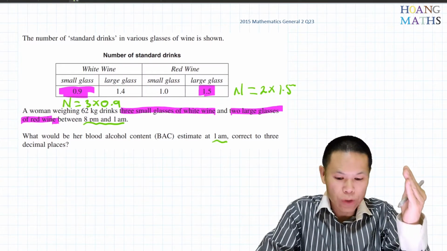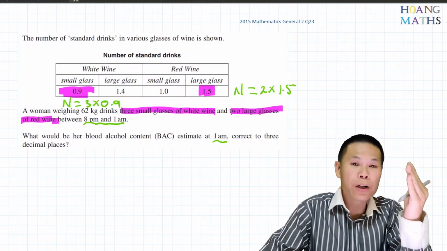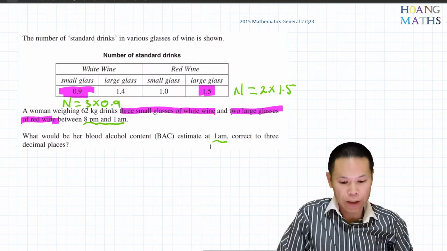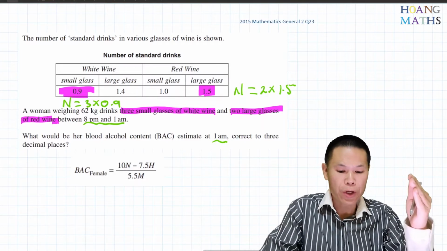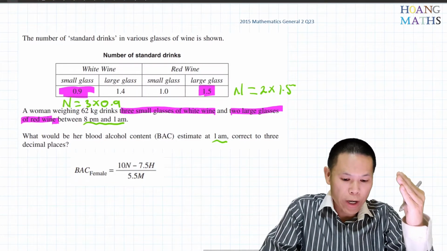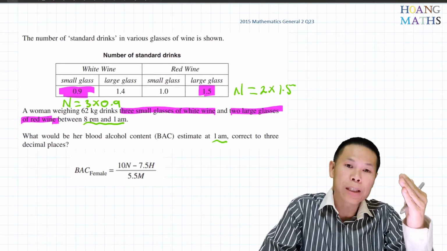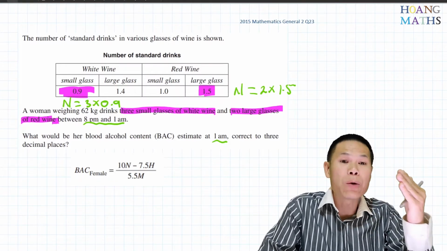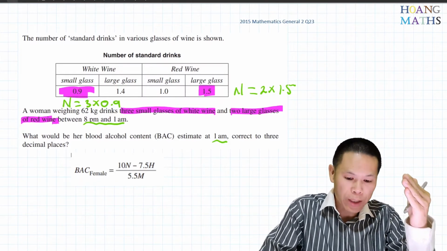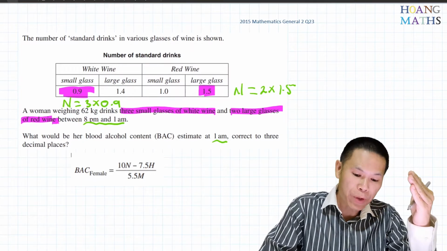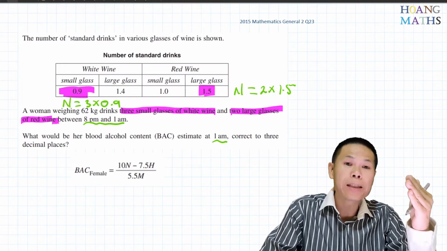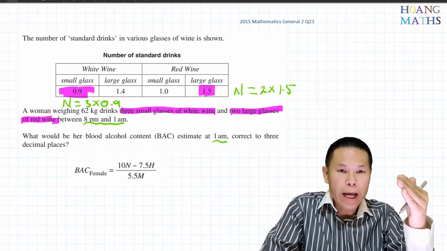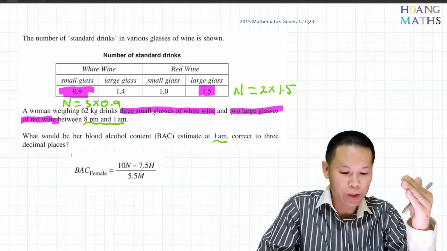Correct to 3 decimal places. So first of all, we know that the formula given is this for a female. And we need to work out N first, which is the number of standard drinks. And then we need to work out the hours, that is from 8 p.m. to 1 a.m. And we know the mass, right? The mass is 62. Let's work out each of these pronumerals first.